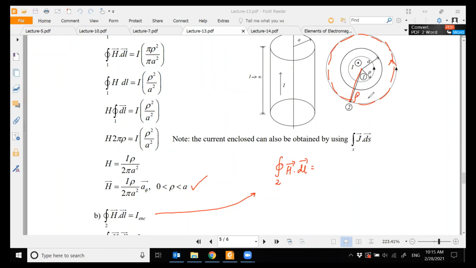Yes, Mr. Mishal, can you help me? Let's do it together. So what will be the current enclosed in this Ampere in loop? What happened, Mishal? I don't know. See, this is your loop. Just look into this loop and find inside this loop, how much is the current? How much is the current enclosed here?